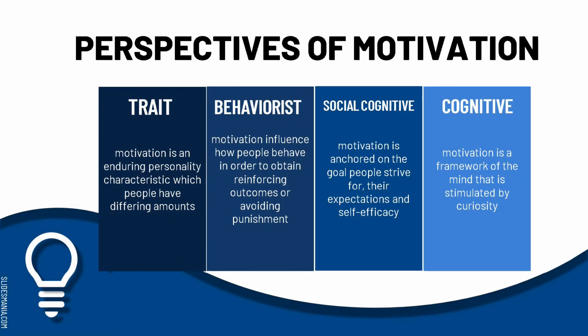Moving on to the perspectives of motivation. We have 4. Trait perspective. Motivation is an enduring personality characteristic which people have in differing amounts. Behaviorist perspective. Motivation influences how people behave in order to obtain reinforcing outcomes or avoid punishment. Social cognitive perspective. Motivation is anchored on the goals people strive for, their expectations, and self-efficacy. And number 4, the cognitive perspective. Motivation is a framework of the mind that is stimulated by curiosity.